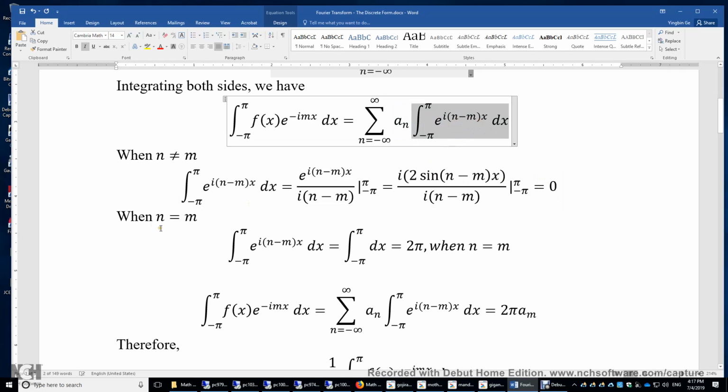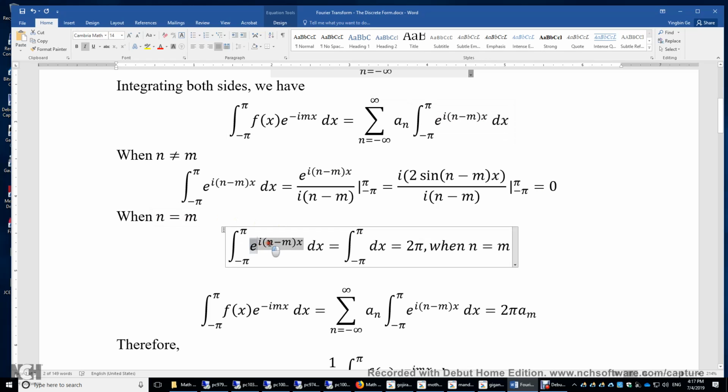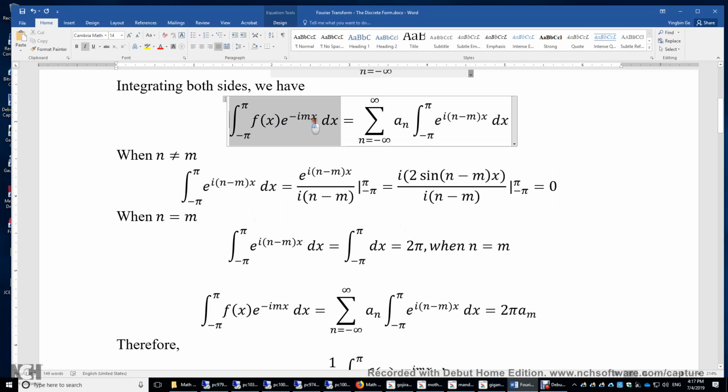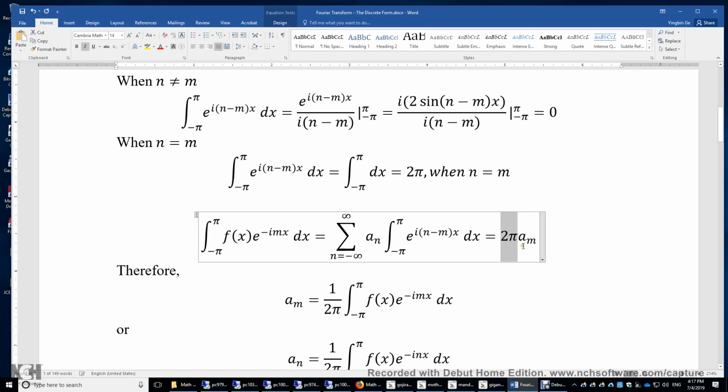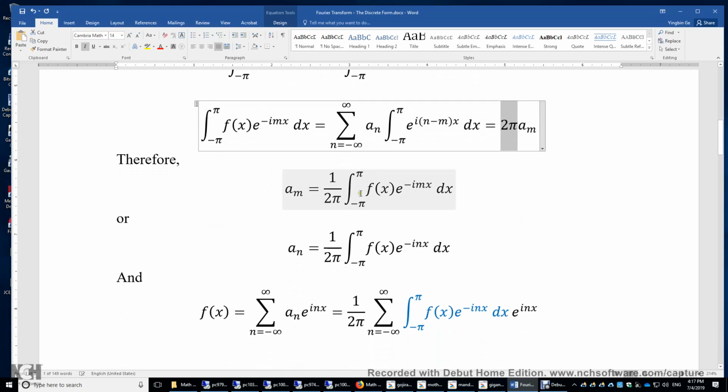What if n equals m? In that case, this part becomes e to the power of 0x, which is just 1, and this integral is simply 2 pi. By using these two expressions of this integral, we see that the left-hand side equals only one term, 2 pi times a sub m. Now we have the expression of a sub m, which is just 1 over 2 pi times this integral.